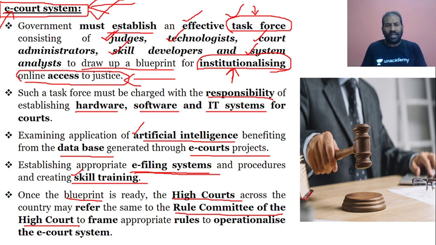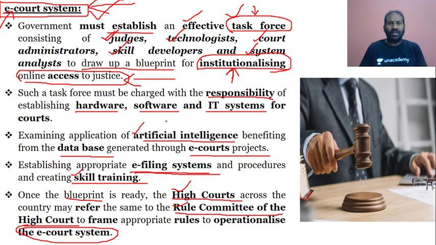So it is the rule committee which will frame the appropriate rules. It is the rule committee which will frame the rules for the e-court system, so that the operationalizing or institutionalizing of the e-court system will come into existence. So please do understand the importance of all this procedure, which is part and parcel of the e-court system, which is definitely a prospective question for prelims and also for the mains point of view. So the entire blueprint will be given by the high court to the rule committee, wherein the rule committee will go ahead with framing appropriate rules to operationalize and make sure that the e-court system becomes a reality.